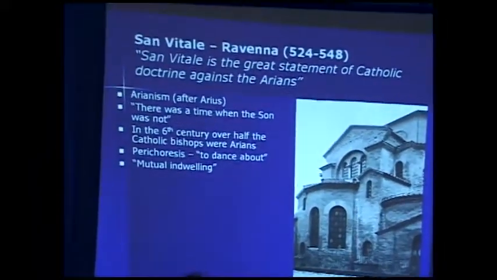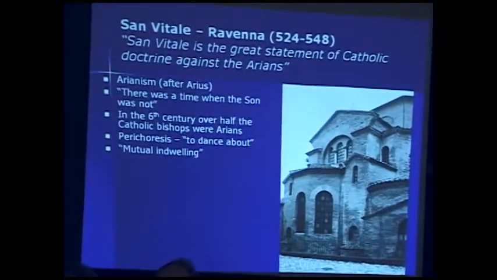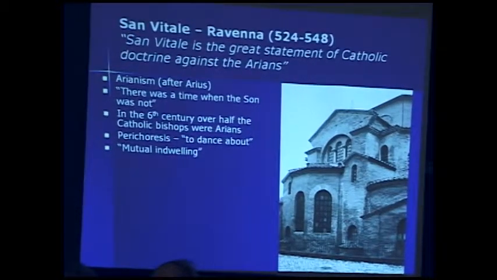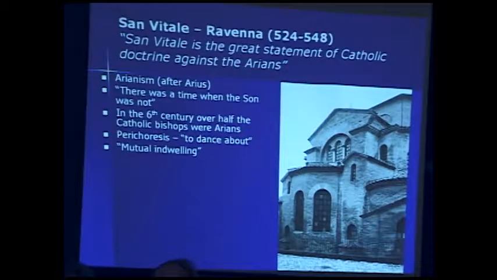I've read on several occasions where San Vitale is the great statement of the Catholic doctrine against the Arians. What in the world does that mean? What could this building be teaching us about Catholicism versus Arianism? Arianism contained one kind of fundamental error, that for Arius, there was a time when the Son was not. That is, the Son, Christ, the Logos, was not eternally begotten of the Father, but in time came into being.